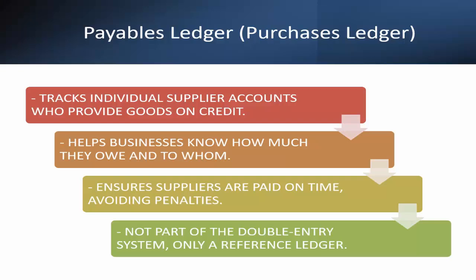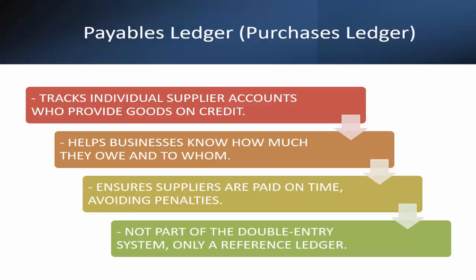Why do we keep a separate payables ledger? You might be thinking, why not just track everything in the general ledger? Wouldn't that be simpler? Well, not really. The general ledger is designed to provide a summary of all financial transactions. It tells the business how much it owes in total, but it doesn't break that amount down supplier by supplier.